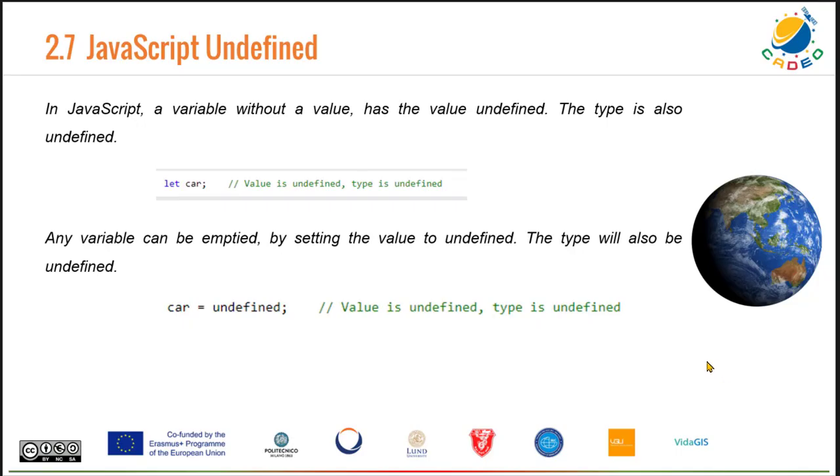JavaScript undefined. In JavaScript, a variable without a value has the value undefined. The type is also undefined. Any variable can be emptied by setting the value to undefined, and the type will also be undefined.